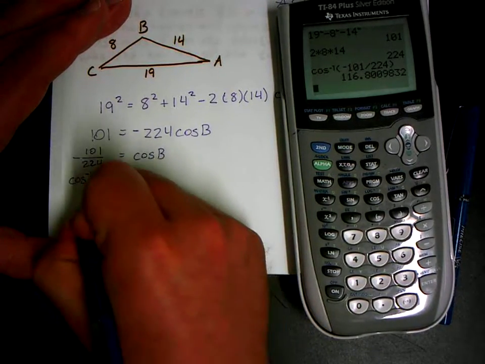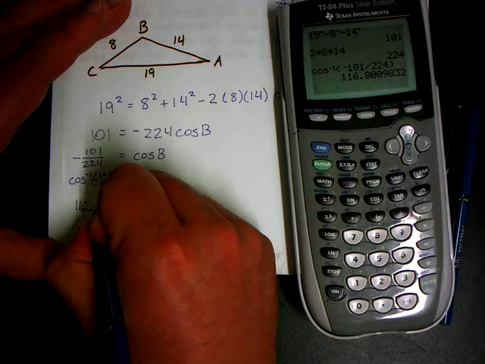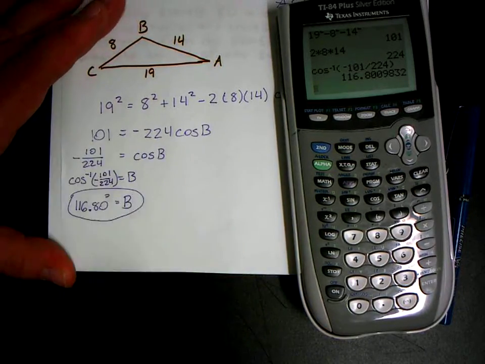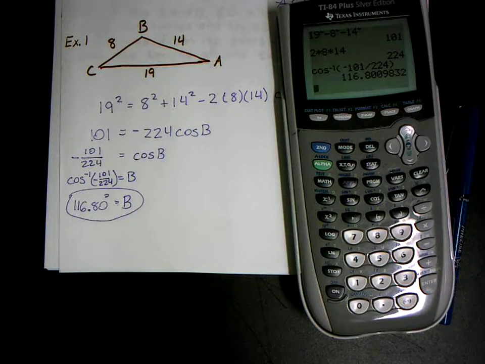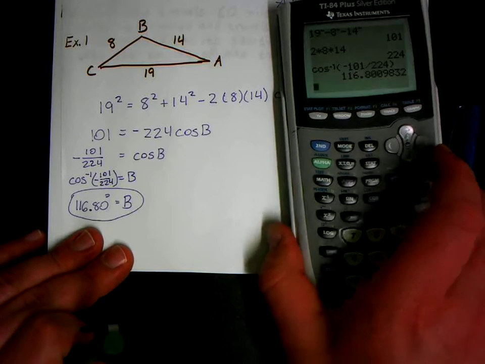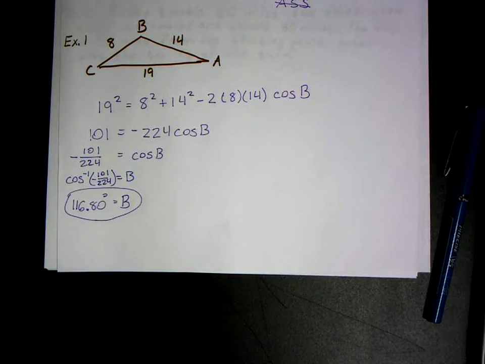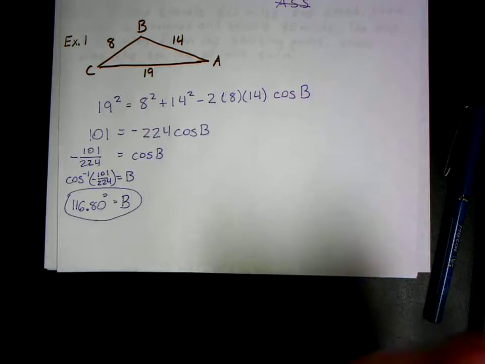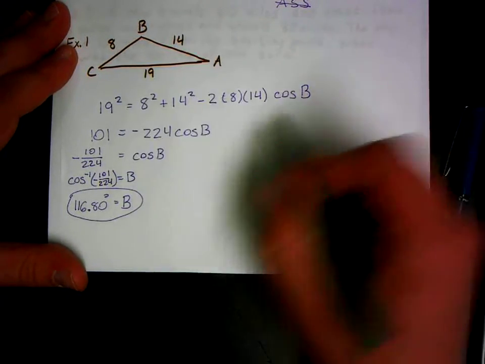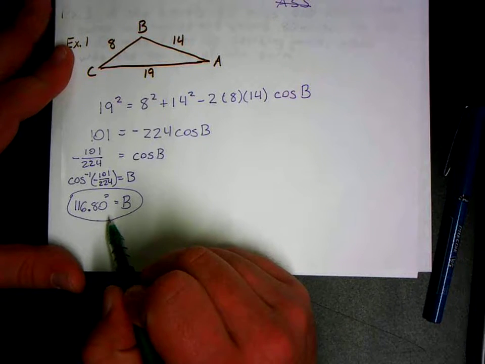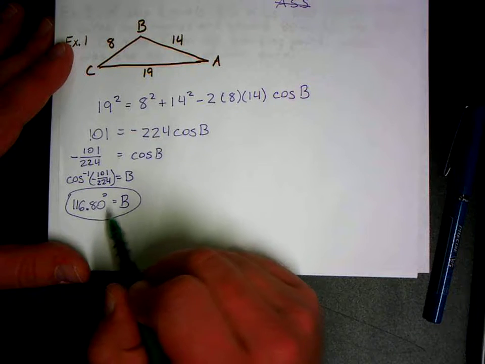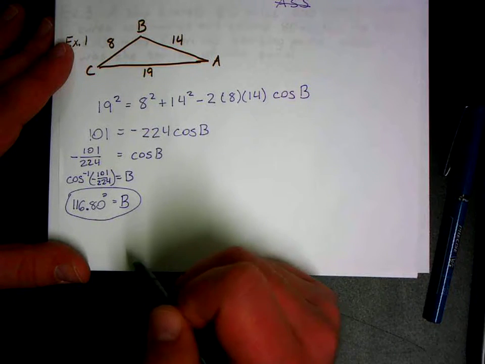So B is going to be 116.80 degrees. Okay, then I can find another angle. So let me find 14. I wanted to do this one just to show you that cosine can return obtuse angles. Sine could never return obtuse angles. So I just wanted to verify that for you.